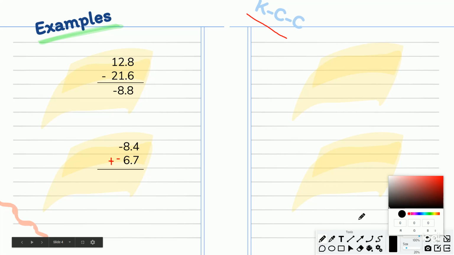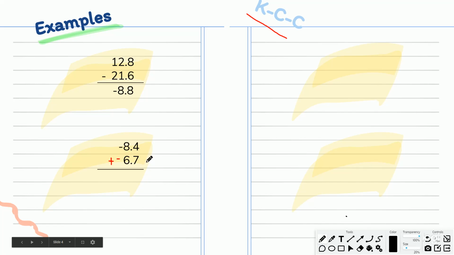Now what's nice about this problem is that my signs are now the same. I have two negatives, so if my signs are the same, I'm just going to add them and take the common sign at the end. So I'm just going to add them going straight down. So I have 4 plus 7, which gives me 11. So I have my 1 here, and I'm going to carry my 1 over here. Bring down my decimal point, and then I have 1 plus 8 plus 6. So 1 plus 8 equals 9, and then 9 plus 6 gives me 15.